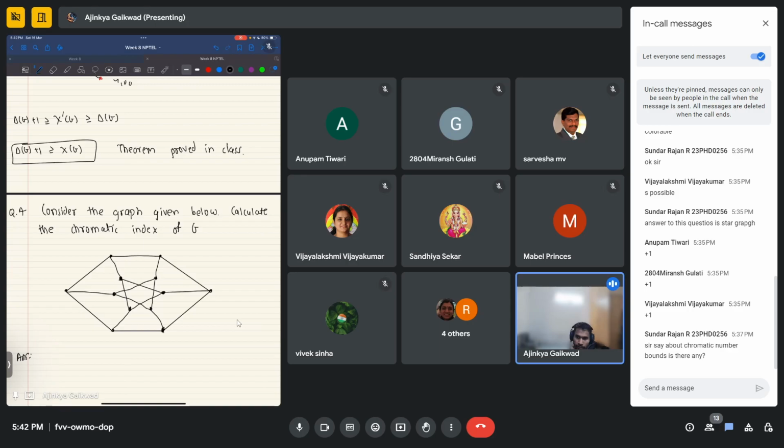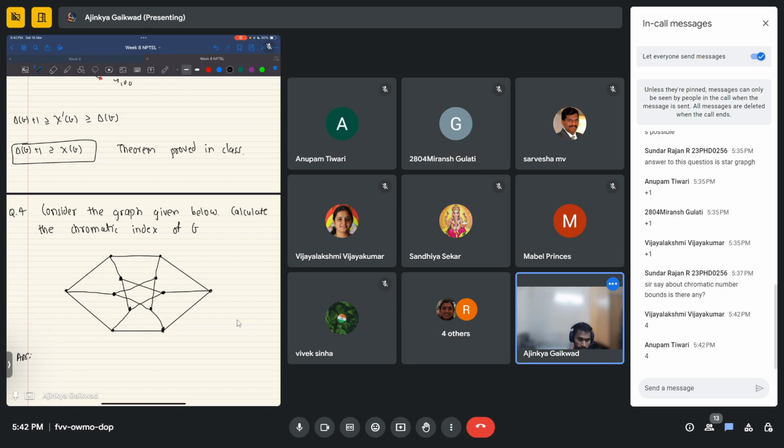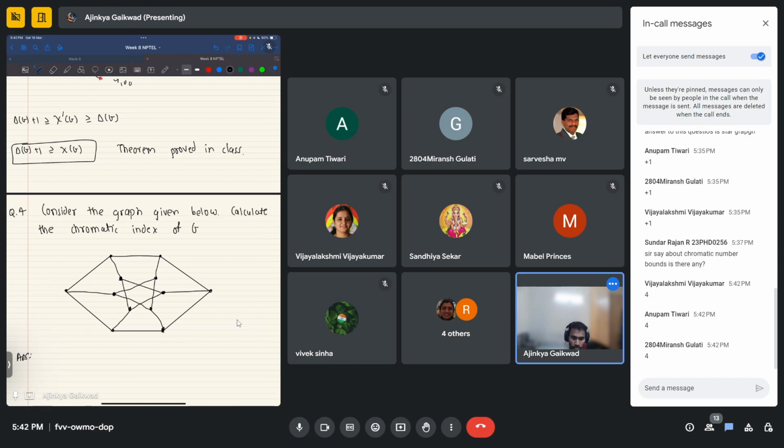Okay, so if anyone has the chromatic index, you can write it in the chat. Okay, so some of you are saying it is 4. So I see the maximum degree is 3, so the answer is definitely 3 or 4. Okay, so I think everybody's saying 4.